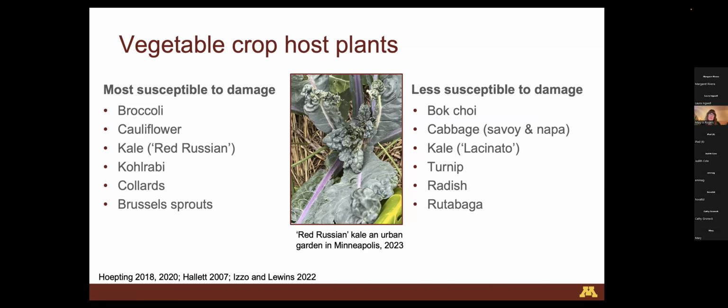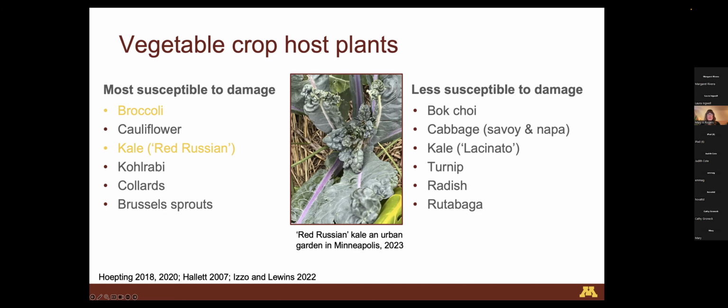They don't produce quite as many or host quite as many larvae. Things like bok choy, cabbage, particularly the Savoy and Napa, or the Chinese cabbage varieties, Lacinato kale, or dinosaur kale, or dino kale, if you call it that. Turnip, radish, and rutabaga don't produce as many or are less susceptible. So of these, broccoli and that red Russian kale seem to be the big superstars, really tasty and attractive to Swede midge. So keep that in mind as we're thinking of how crop selection might play a role in helping to suppress this pest.